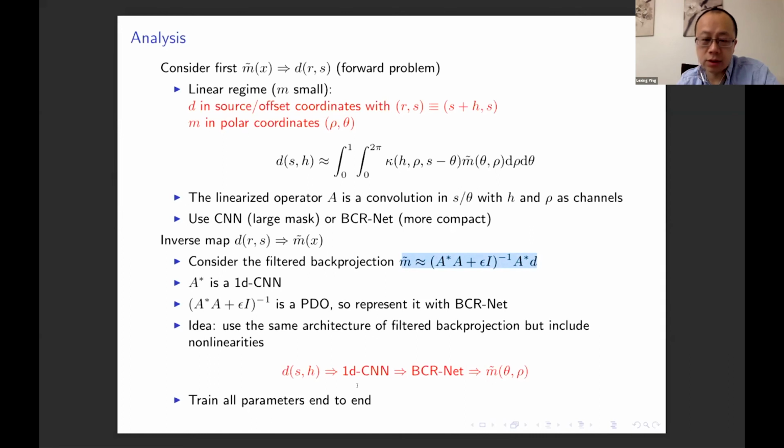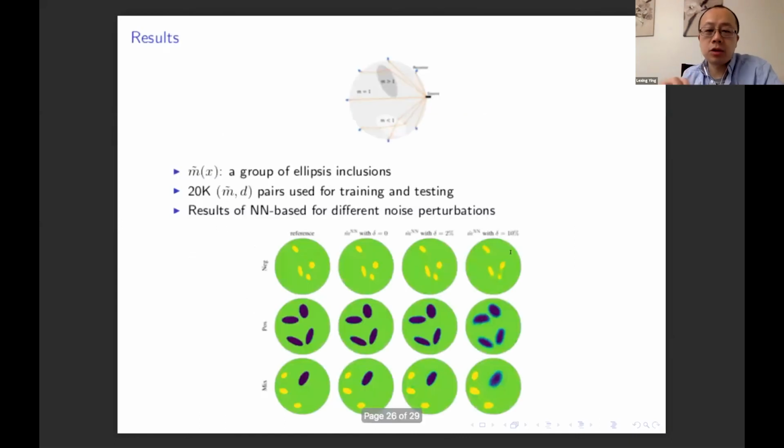This also motivates the same architecture, using a 1D CNN to mimic A star and also using a BCR to mimic the inverse of the normal equation. Sorry, I'm running out of time, but let me just show you one picture. This is what we obtained numerically. We use 20,000 pairs for training and also 20,000 pairs for testing.